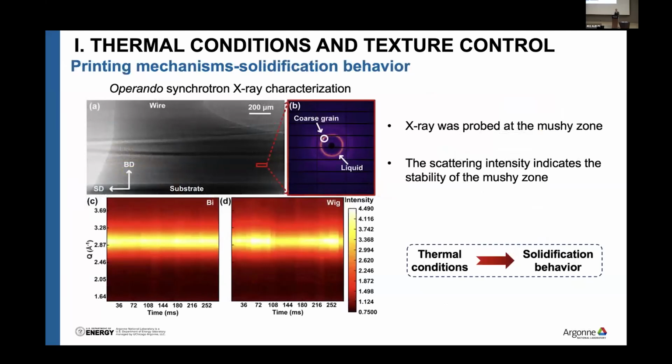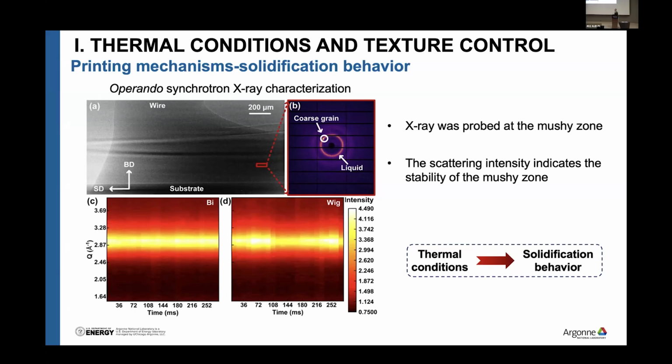We also conducted in-situ synchrotron X-ray characterization by probing the X-ray at the mushy zone of the melt pool, a region that consists of both the liquid phase and the solid phase. By analyzing the stability of the intensity of the scattering data, we can analyze the stability of the mushy zone. For the wiggle deposition process, we can see a more obvious fluctuation of the intensity, which means that the mushy zone moves back and forth. That is consistent with our simulation data.